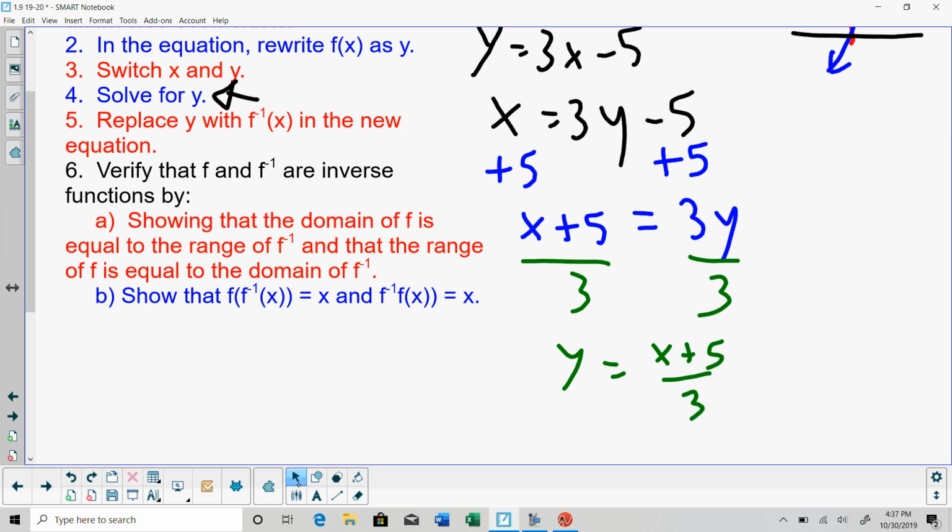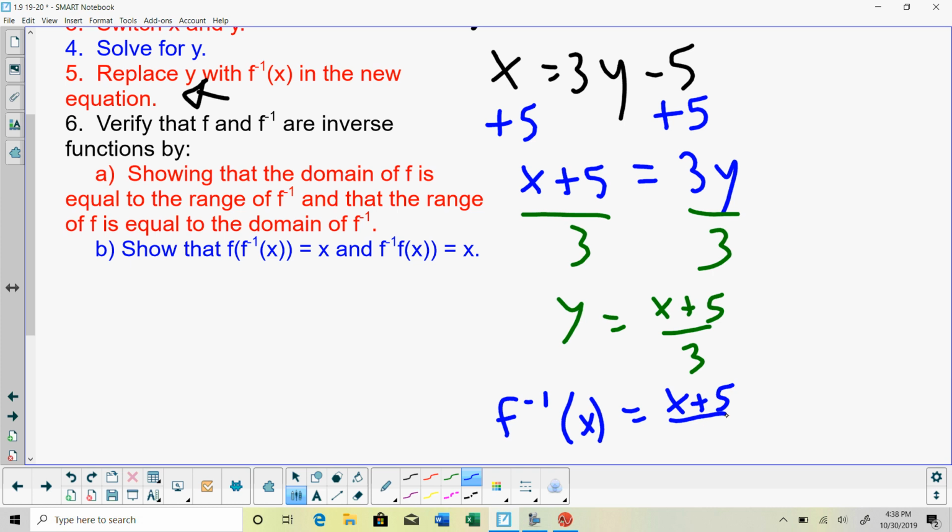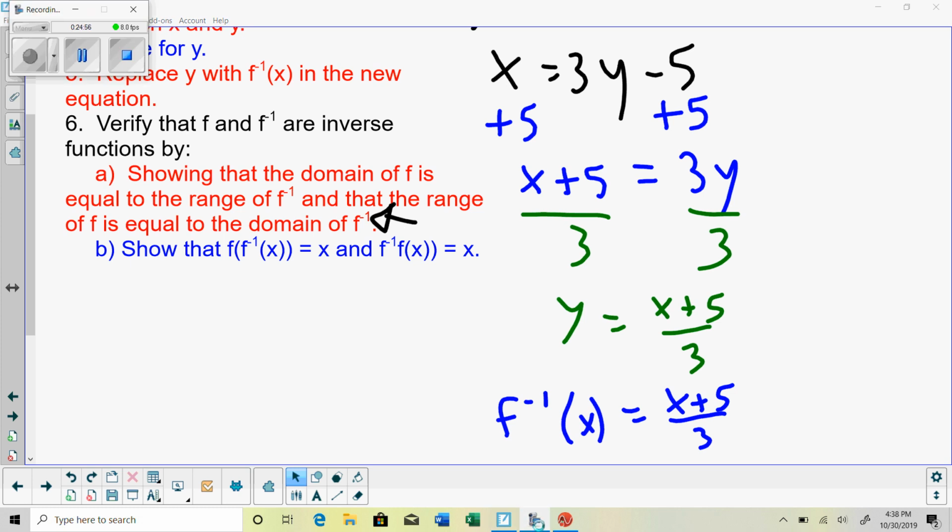Now we're on to the next part, which is replace y with f inverse in your new equation. So I'm going to rewrite this as f inverse of x equals (x plus 5) over 3. Now we are on to verifying. Verify that f and f inverse are inverse functions by showing that the domain of f is equal to the range of f inverse and that the range of f is equal to the domain of f inverse. For this particular problem, that's not really a very interesting point.